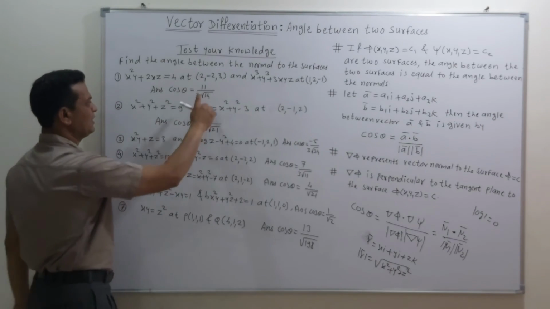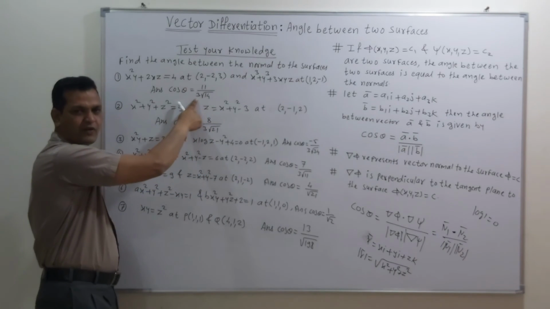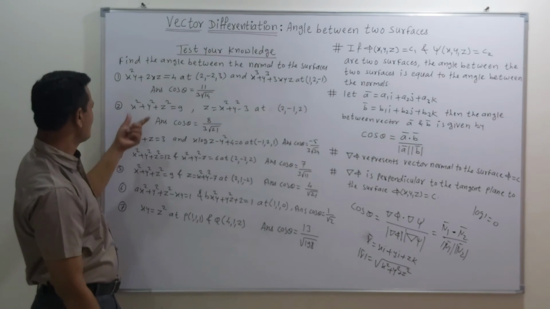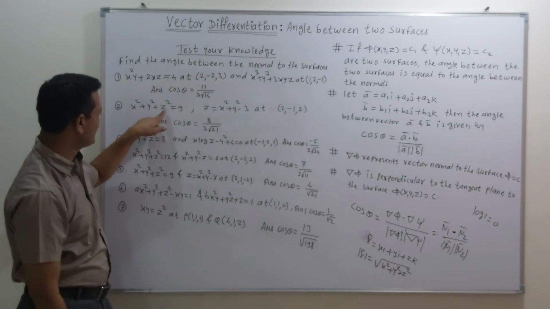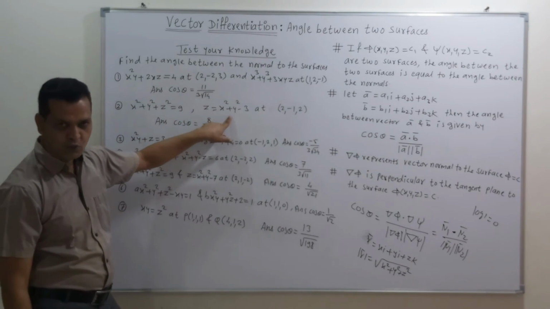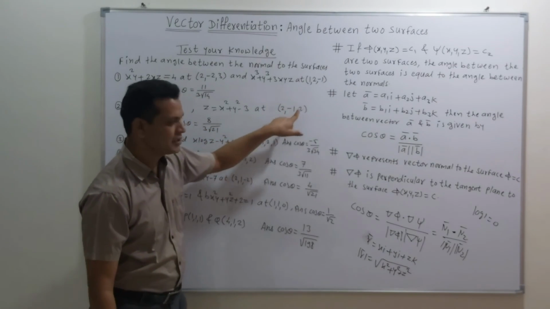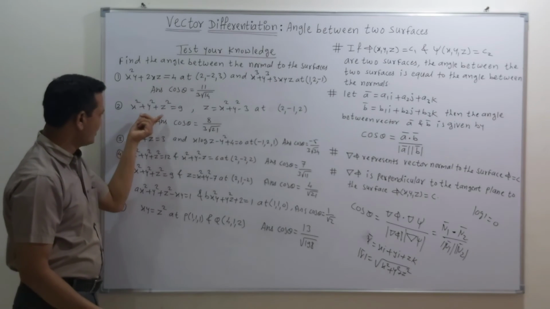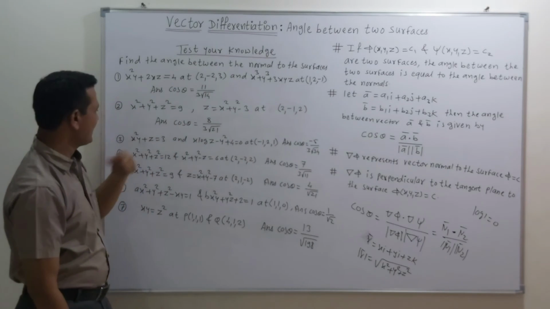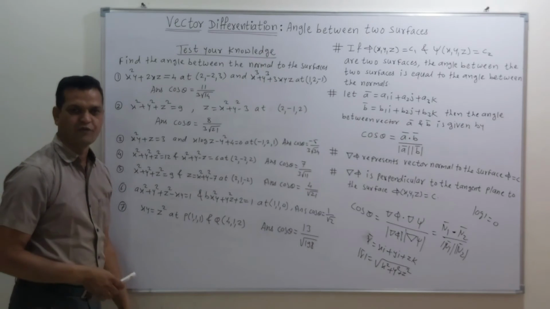That means the dot product between the first and second normals is 11, the magnitude of the first normal is 3, and the magnitude of the second normal is root of 14. So the second example is x square plus y square plus z square is equal to 9. This is the first surface. The second surface is z is equal to x square plus y square minus 3 at the point 2, minus 1 and 2. So find the normal to each surface at this point, then find the angle between these two normals. Answer is 8 upon 3 root of 21.